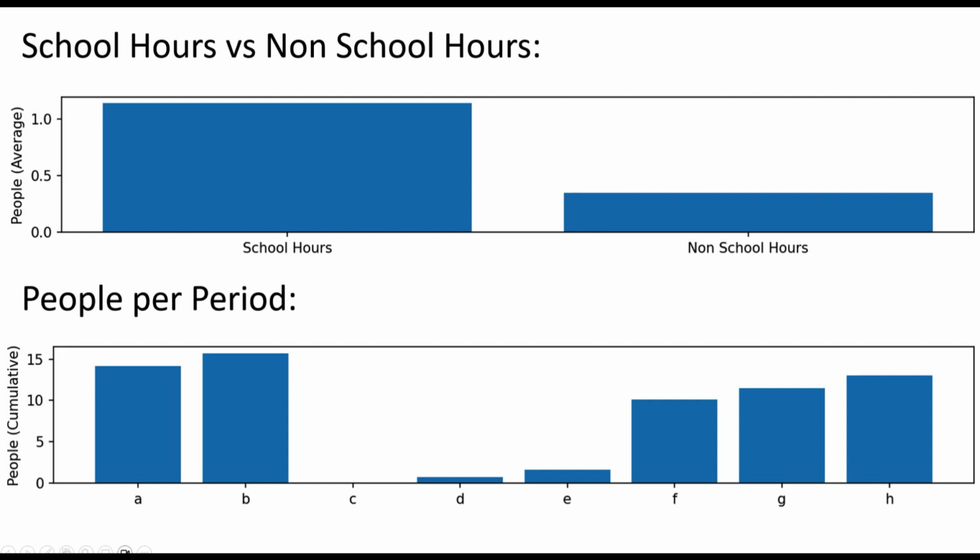The second graph is the number of people per period. So my school has periods A, B, C, D, E, F, G, H. So I was able to see during what periods there are classes. So this wasn't average, this was cumulative. So I just counted the number of people throughout the room during that time, which was every 10 minutes.